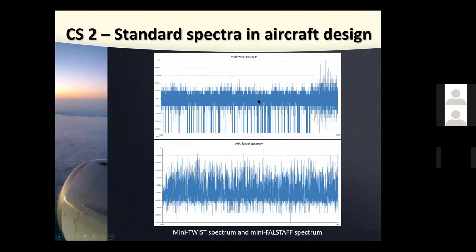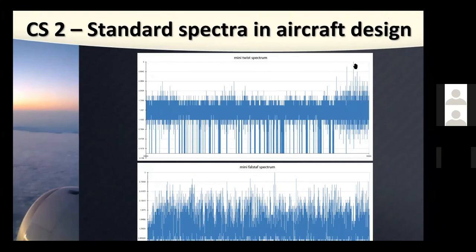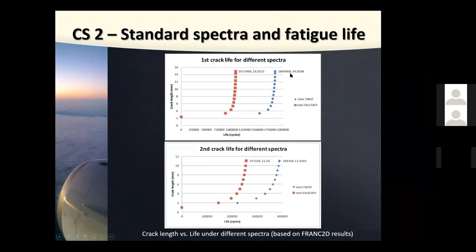But in reality, we use these spectra, you can see here, for evaluation. The first is called the TWIST spectrum, where T stands for transport aircraft, and Falstaff is used for fighters. You can see that, for example, in this spectrum, 3 millimeters displacement occurs maybe once in a whole spectrum. So when I apply these spectra, Falstaff and TWIST, I got life of about 1 million cycles. This means that in reality, this spar can carry more than 1 million cycles until damage of the spar. Of course, this is an estimated value. I cannot guarantee this, but the estimation is, as you can see, more optimistic than experimental.